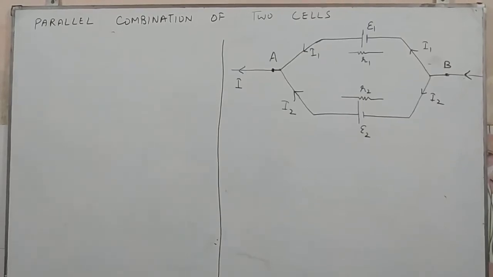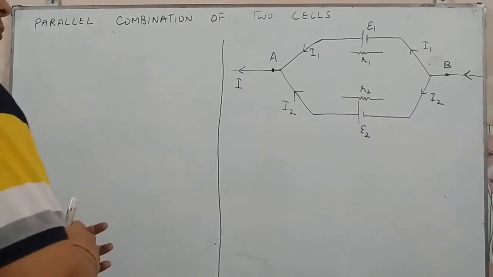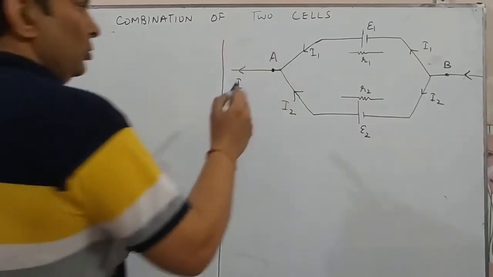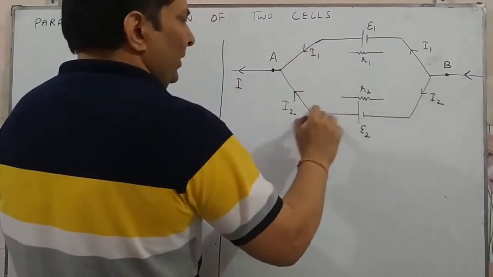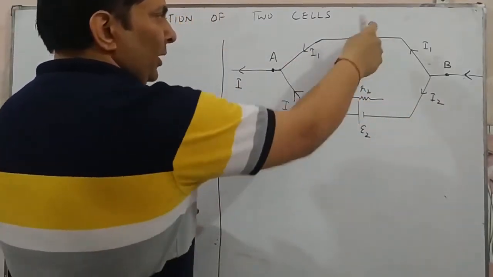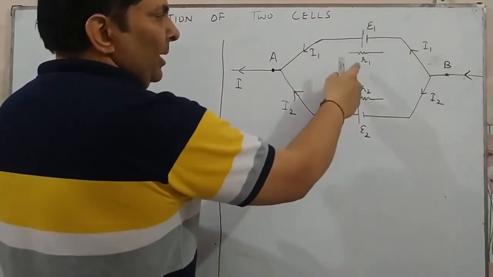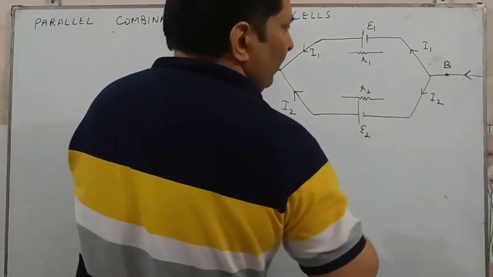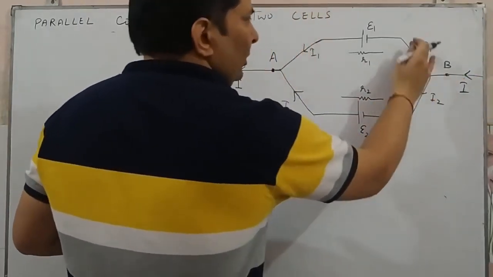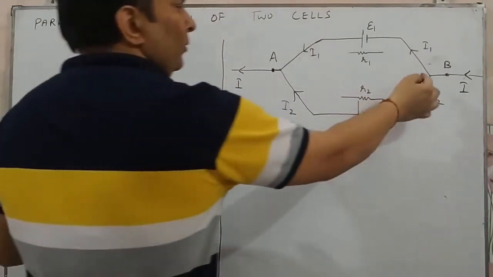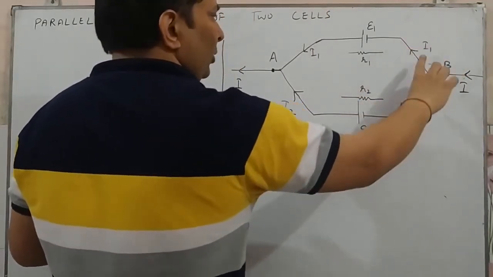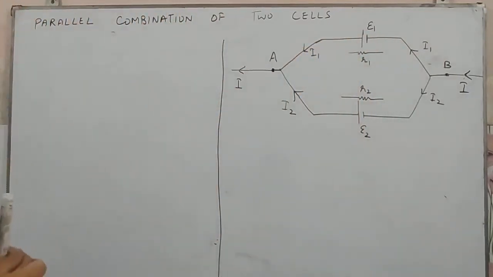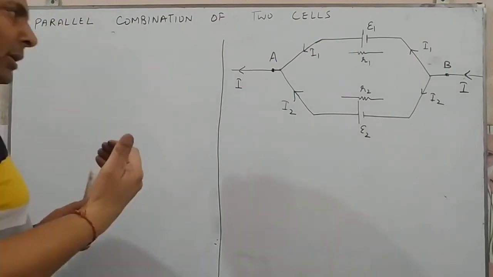Now next we will discuss the parallel combination of two cells connected in this way between two points A and B. In between these two points we have connected two cells of EMF E1 and E2. The respective internal resistances are R1 and R2. The current flowing is I. It gets distributed as I1 and I2, as happens in a parallel combination, and again becomes equal to I.